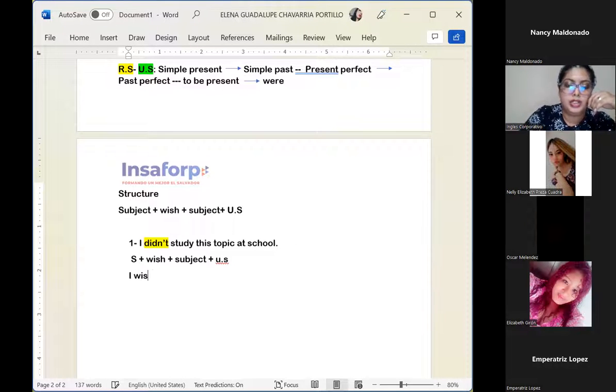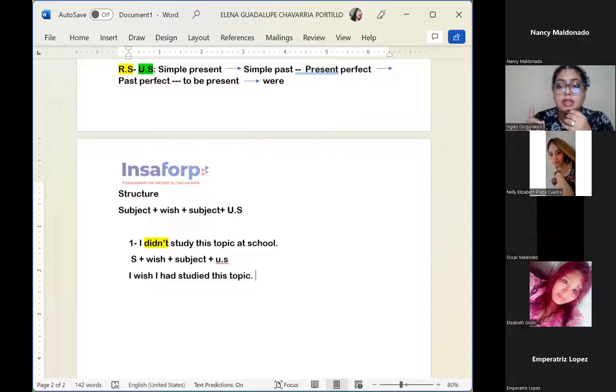Then I'm going to write wish. I wish, in this case, I need to add the other subject. But in this case, I am just talking about something that is happening to me. So my other subject is also I, because I am talking just about me. I wish I, and we are going to add the auxiliary had. I wish I had, and the verb study in past participle. What is study in that structure? Study. Good. I had studied this topic. And that is the structure.